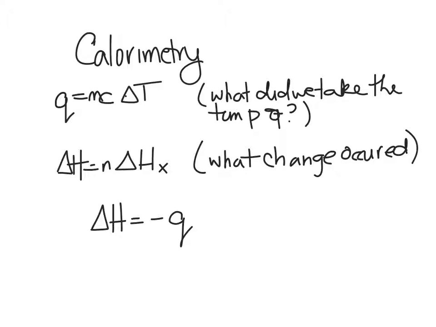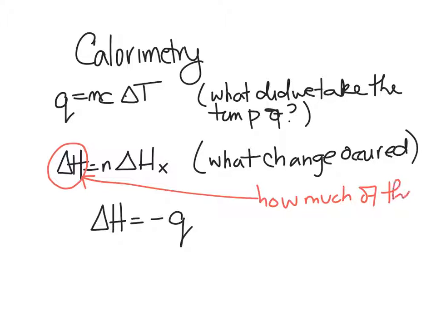A couple of things you've got to remember. This change will depend on how much of your system you used. So the magnitude of our delta H will depend on the quantity of our system that was used. And as a result, you will see a corresponding delta T.